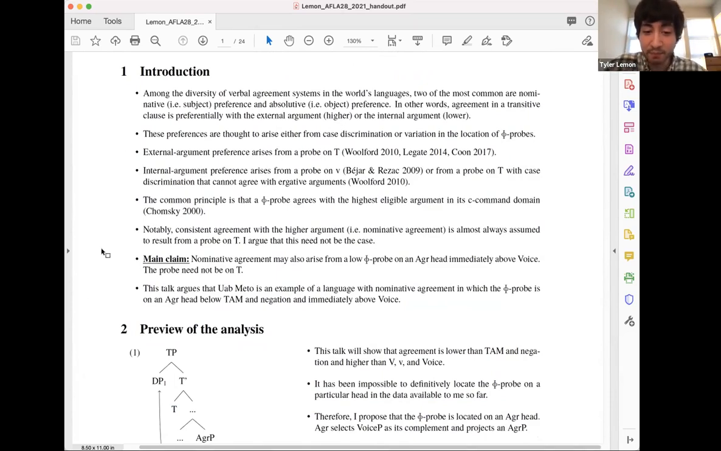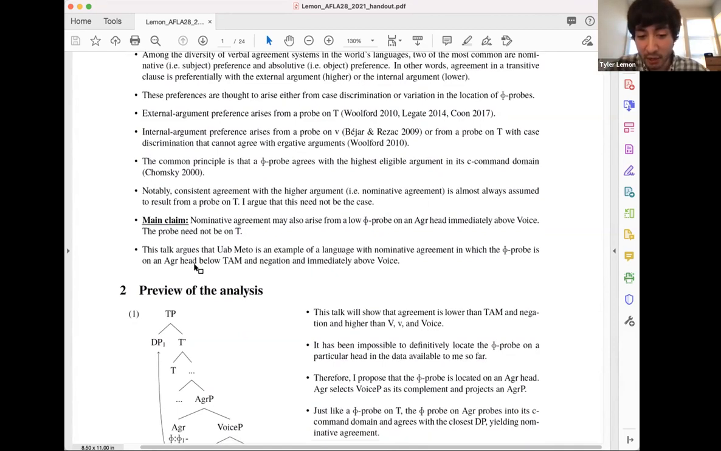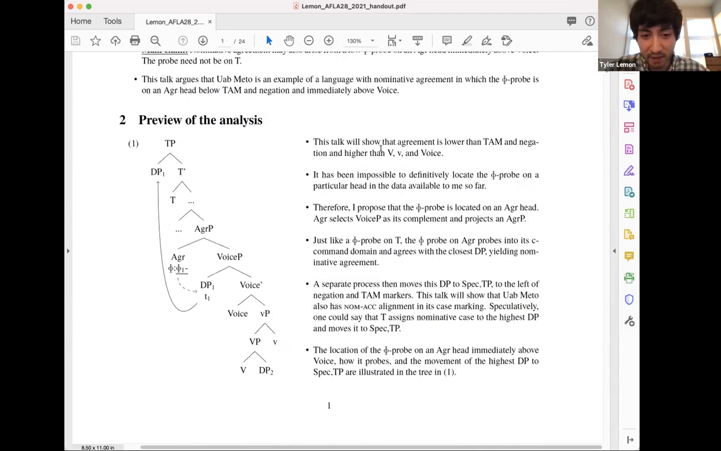So my main claim today is that nominative agreement may also arise from a low phi probe on an Agr head immediately above voice. And this talk will argue that Uab Meto is an example of a language with nominative agreement in which the phi probe is on an Agr head below TAM and negation and immediately above voice. So just as a preview of the analysis, as I said, I argue that agreement is below TAM and negation and higher than big V, little v, and voice. This is partially because I haven't been able to find a particular head to put it on.